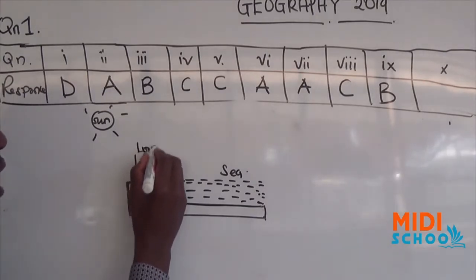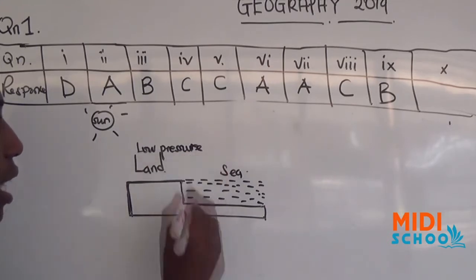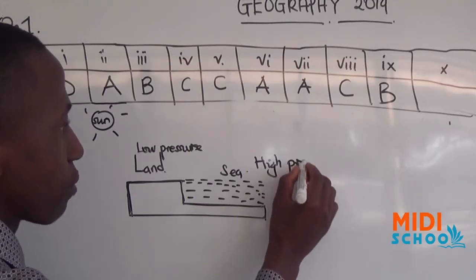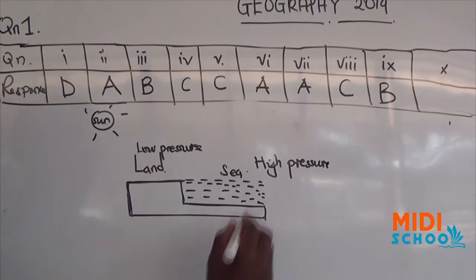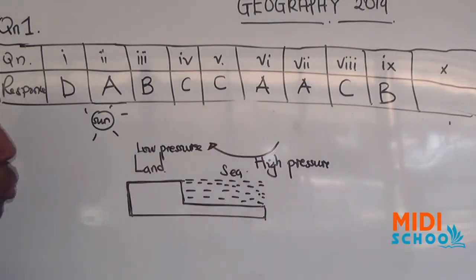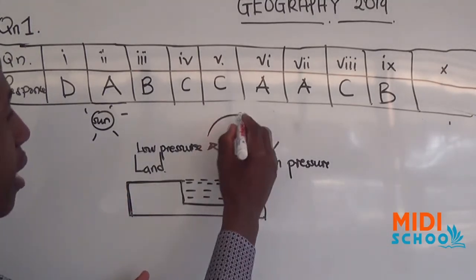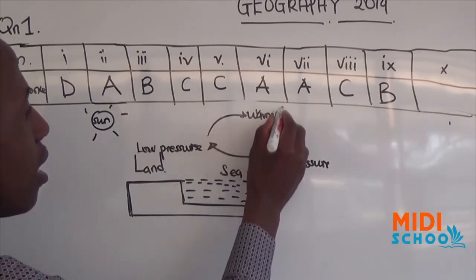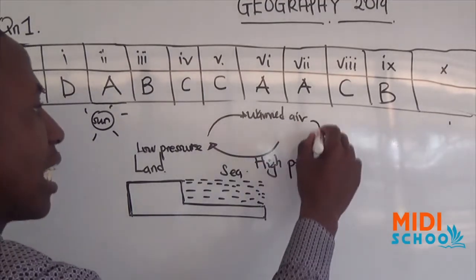Here there will be low pressure, but here there will be high pressure. High pressure. And then wind will blow in this direction, from high pressure to low pressure. Then the air will be warm. Warm the air, and then it will descend again.